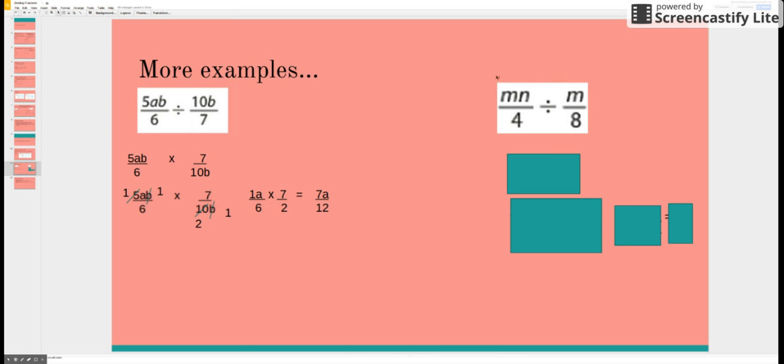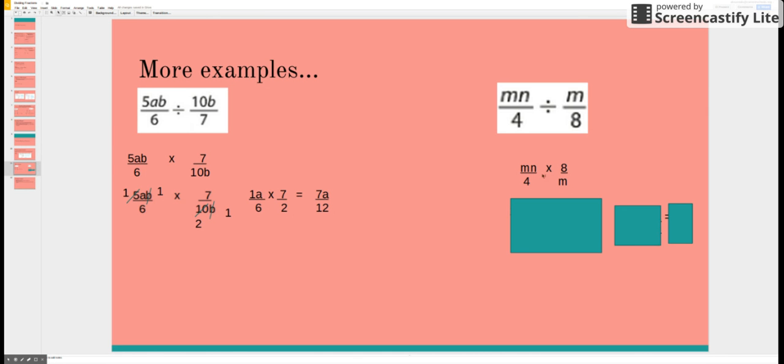Let's look at this next example. mn over 4 divided by m over 8. First thing I'm going to do is multiply by the reciprocal. Change that to a multiplication sign and flip this to 8 over m. Next thing I'm going to do is look diagonally and see if there's anything I can cross cancel. Yeah, I can cross cancel these m's, right? M goes into m one time. M goes into m one time.